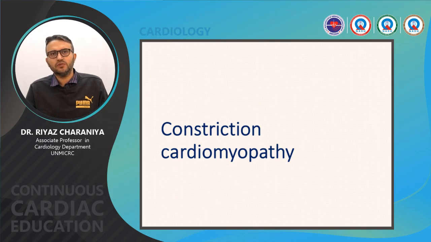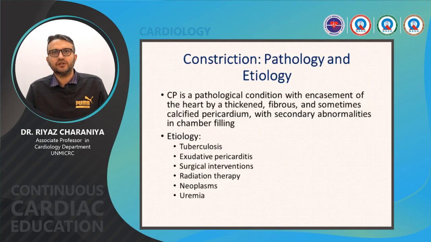So now we come to the mechanism in constrictive pericarditis. Constrictive pericarditis is a pathological entity where there is an encasement of the heart by a thickened, fibrous and sometimes calcified pericardium. Here the most common etiology in our Indian subset is tuberculosis. The next most common are bacterial pericarditis, then previous surgical intervention, past radiotherapy, and then some neoplasm and uremic pericarditis.